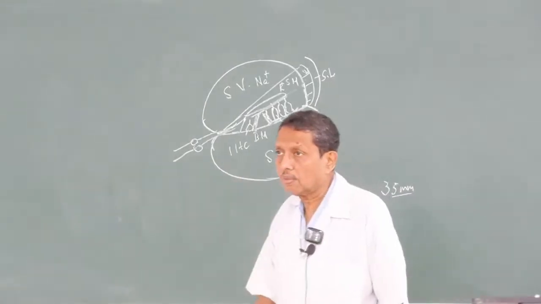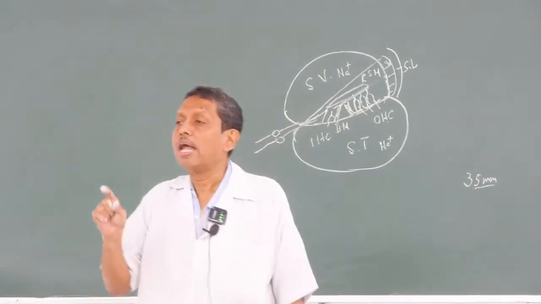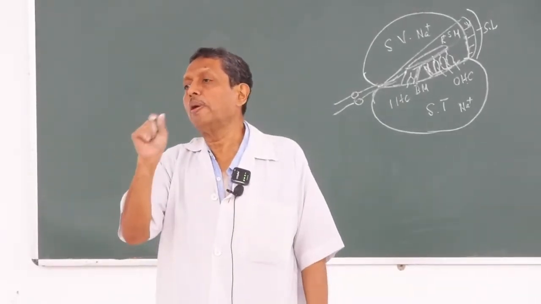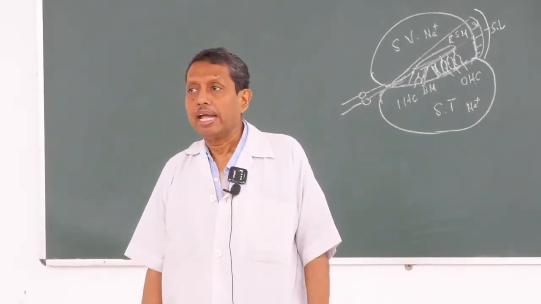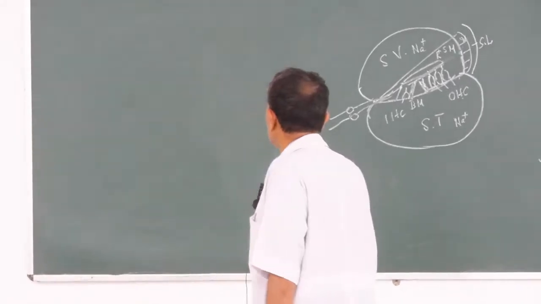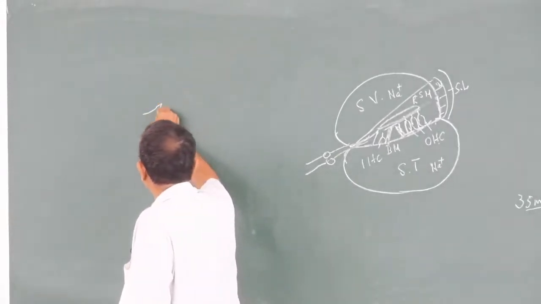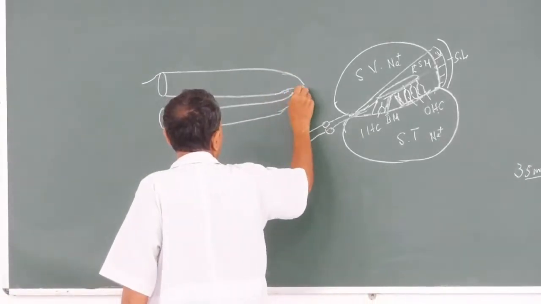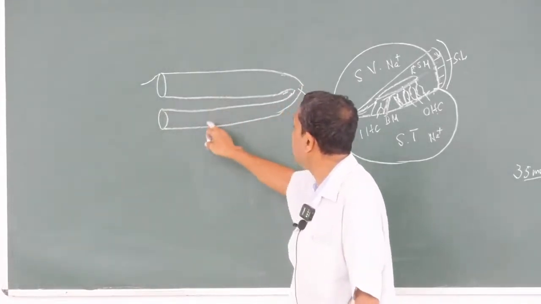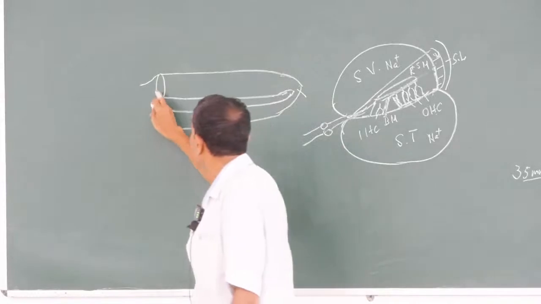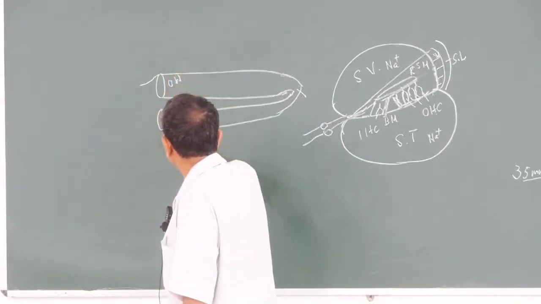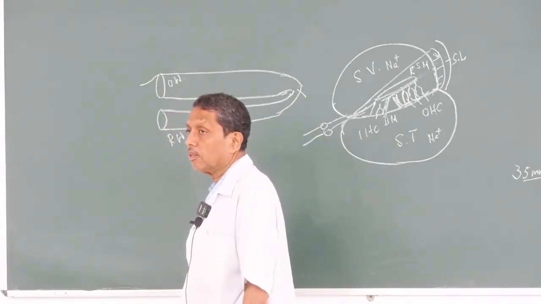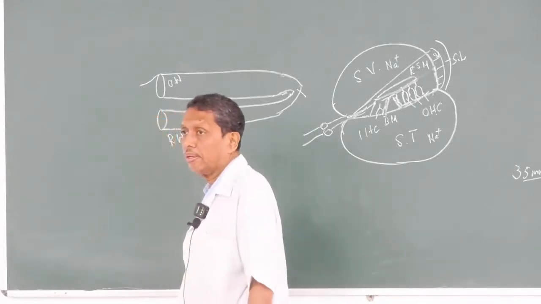And their coil structures, scala vestibuli and scala tympani, communicate at the apex by a narrow opening that is called helicotrema. A simplified diagram, if you consider, it is the footplate of the stapes, and it is helicotrema, scala vestibuli, scala tympani, and it is the oval window, and it is the round window, covered by the secondary tympanic membrane.